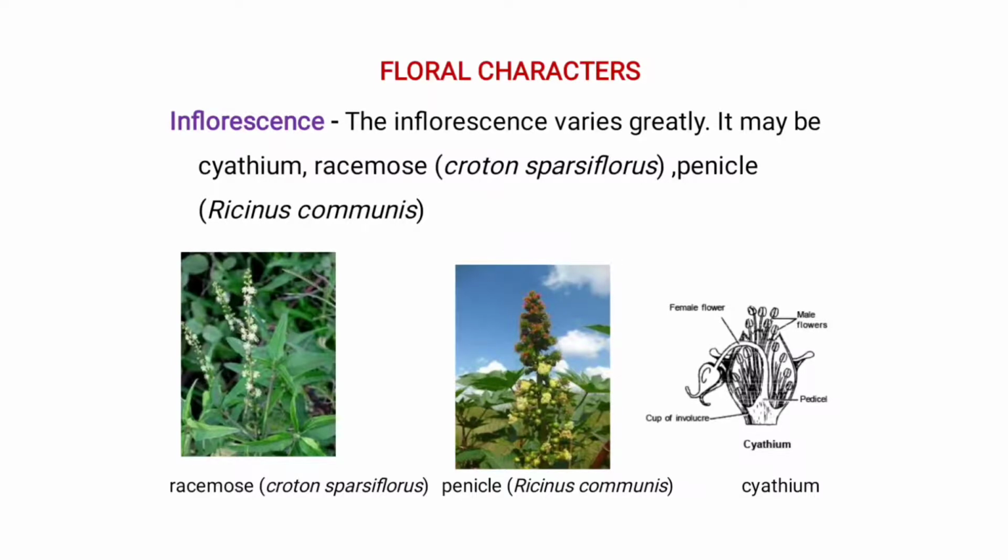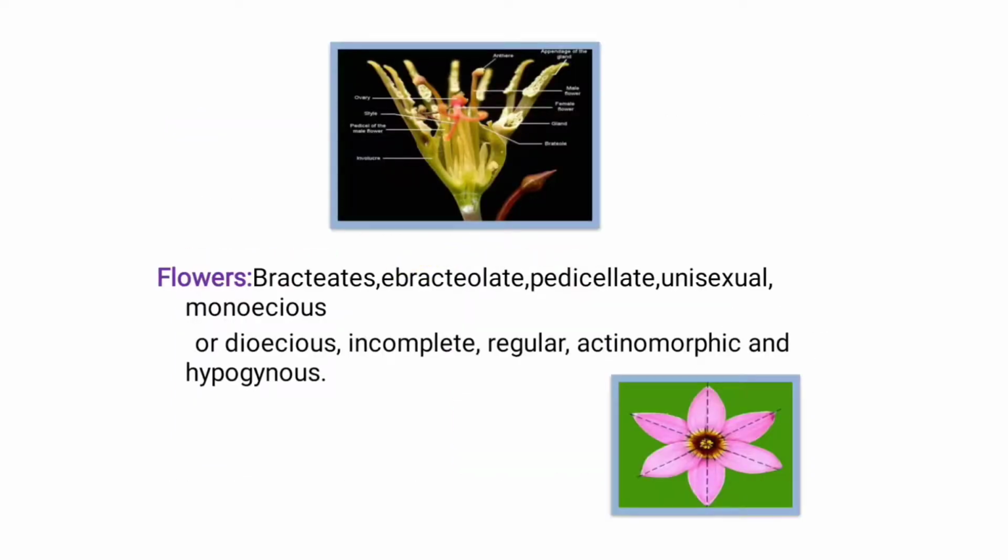The Cythium type of inflorescence is present in the plant Euphorbia heterophylla. In this Euphorbia heterophylla, the Cythium type of inflorescence is present. There is a picture of this Cythium inflorescence showing how the stamens and gynoecium are arranged. Then the flowers are bracteate, ebracteolate, pedicellate, unisexual, monoecious or dioecious, incomplete, regular, actinomorphic and hypogynous.